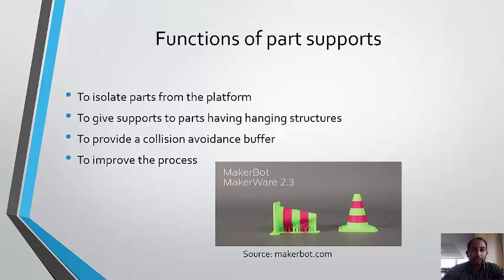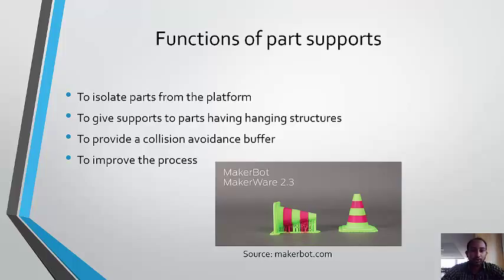Another function is to give support to parts having hanging structures. The function is twofold. First of all, it provides support to hanging structures and prevents such structures from collapsing. In addition, it can also strengthen overhang regions for the prevention of deformation and curling for stereolithography as well as other processes. Another function is to provide a collision avoidance buffer.